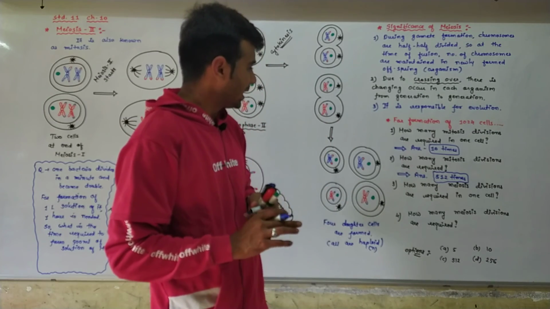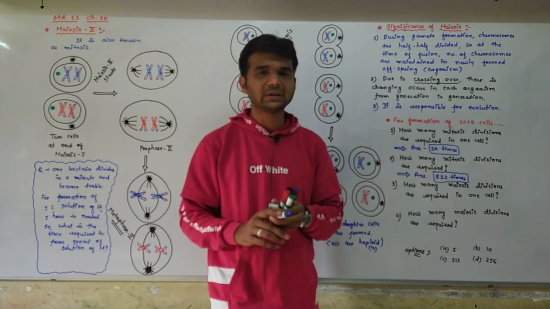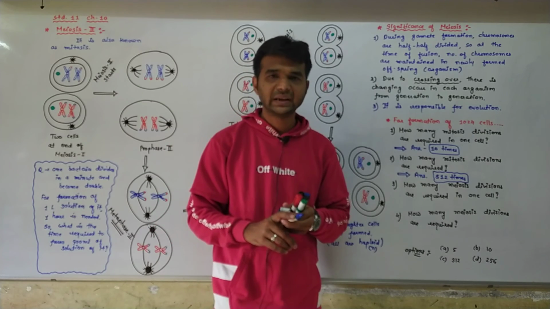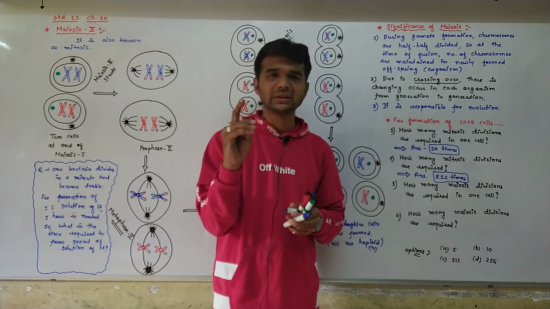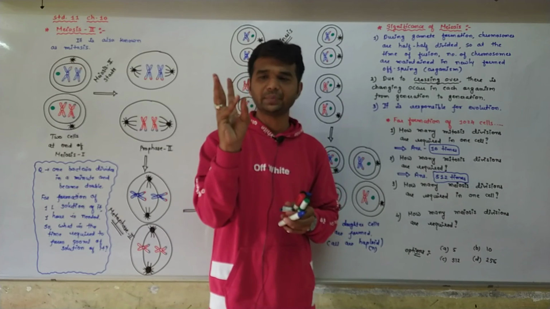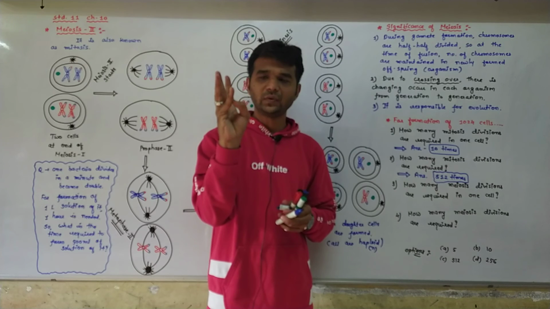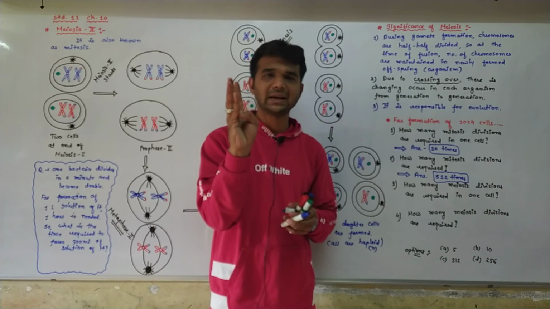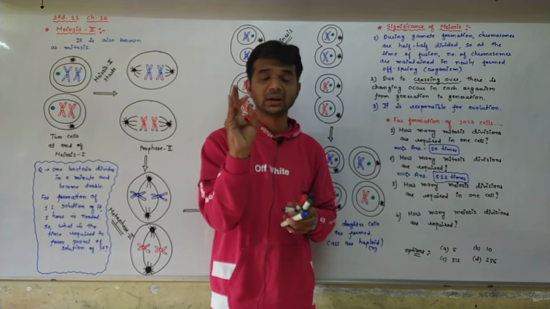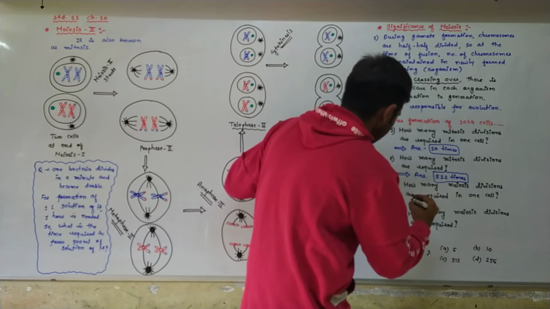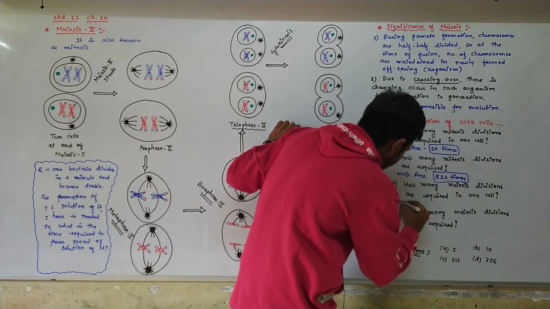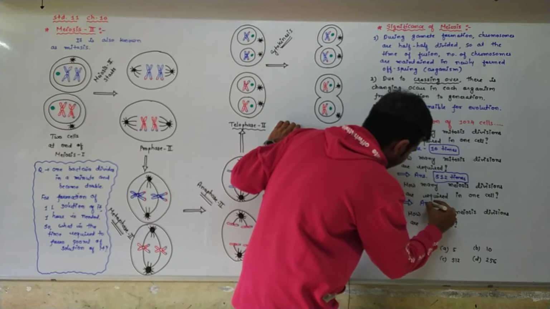Next question, how many times are meiosis divisions required in one cell? So you know that in meiosis, 4 cells are produced. So 4 fours are 16, 4 sixteens are 64, 4 sixty-fours are 256, 4 two hundred fifty-sixes are 1024. So here in the third question the answer is 5 times.